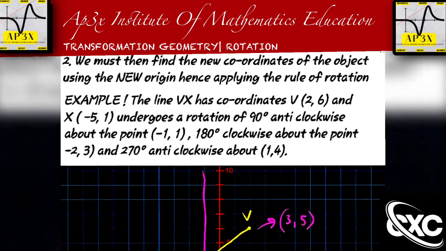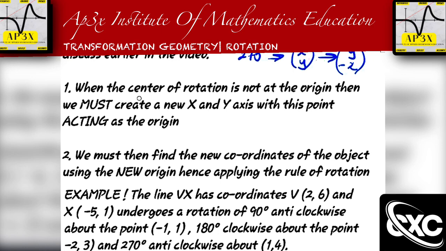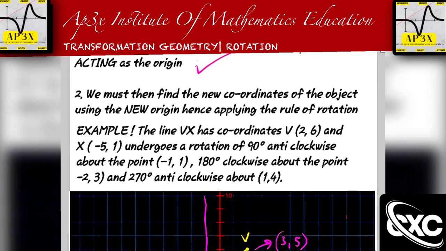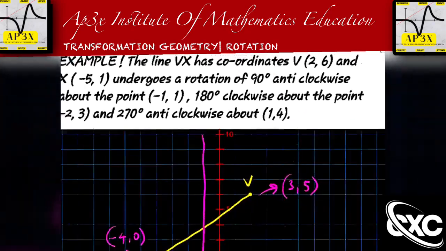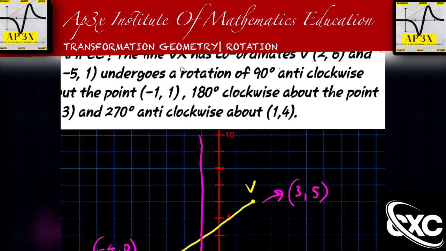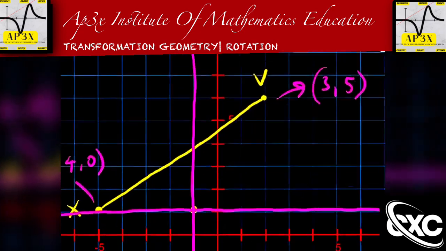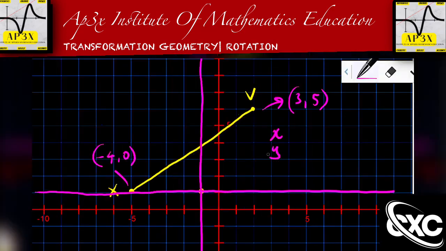Now, as we had suggested, number one, when the center of rotation is not the origin, we must create new x and y axes with this point acting as the origin. Check. We must then find the new coordinates of the object using the new origin. Hence, we're going to apply the rule that we know. This particular line is going through a 90 degree anti-clockwise rotation. So based on what we know about anti-clockwise rotation, if we have a random point xy sent through a 90 degree rotation, it's going to flip, and the sign is going to change.